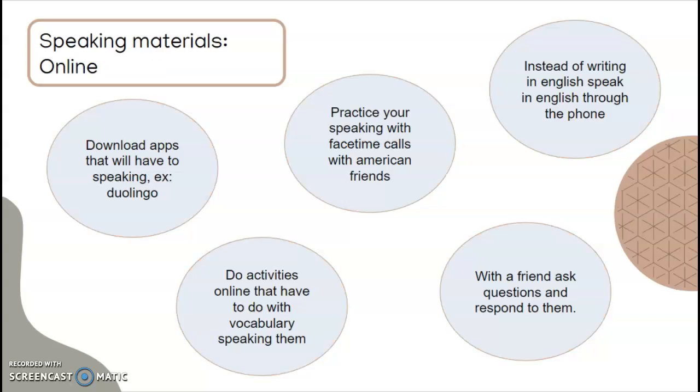And when we are talking about speaking materials online, we talk about downloading apps that will help us with our speaking. For example, Duolingo. We can practice speaking through FaceTime calls with our friends. Instead of writing in English, we can speak it on the phone. Do activities online with vocabulary by speaking them. And with a friend, ask questions and respond to them. This is a fun activity that we can use, and we can interact with different kinds of people.